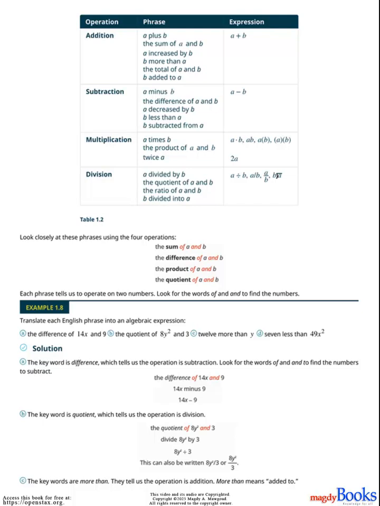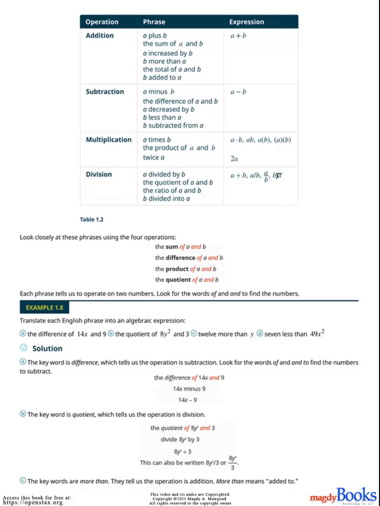Look closely at these phrases using the four operations. The sum of A and B. The difference of A and B. The product of A and B. The quotient of A and B. Each phrase tells us to operate on two numbers. Look for the words of and and to find the numbers.